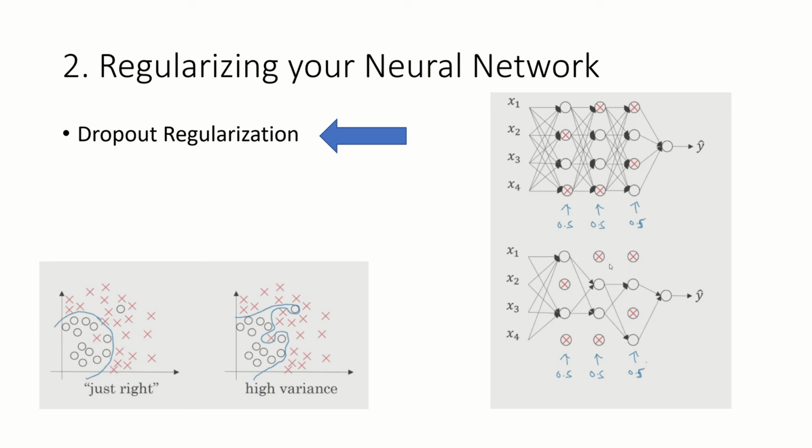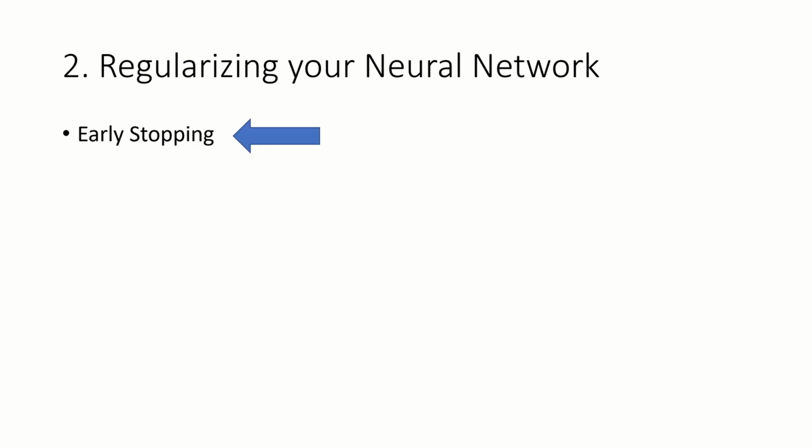Since these little neurons here make the data fit perfectly. Another way to add regularization to your neural network, which in turn reduces overfitting, is early stopping.